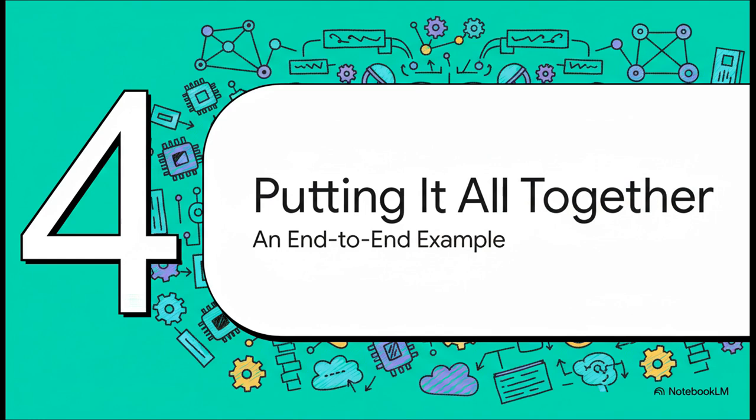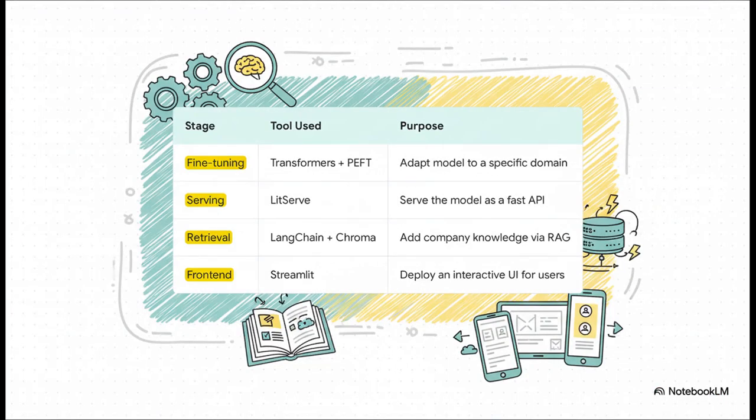It's a lot, I know, but now let's put it all together. Let's look at a quick case study to see how all these pieces really connect in a real-world project. Okay, imagine you're building a custom chatbot for your company. First, you'd use transformers and PEFT to fine-tune a model on your specific company data. Next, you'd use something like LitServe to deploy it as a super fast API. Then, you'd bring in LangChain and a Chroma vector database to give it access to all your internal documents using RAG. And finally, you'd build a simple chat window with a tool like Streamlit. See how each layer has its own specific job? It really is like an assembly line for AI.